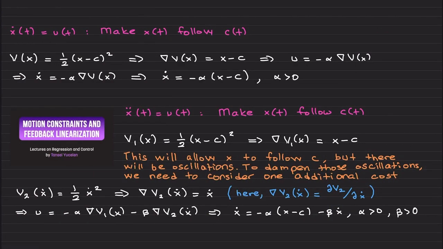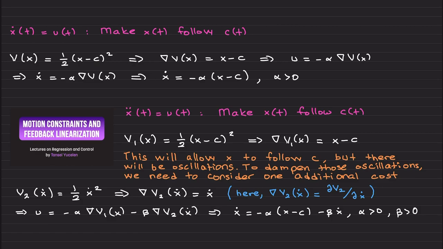Let's start with simple examples. Let's say you are dealing with x dot equals u, a scalar system, and let's make x follow a given command. For this, I am considering a cost function looking like this, 1 over 2 times (x minus c) to the power of 2. If you plot it, it is a function like this. We are trying to find the minimum, and the minimum occurs when x equals c.